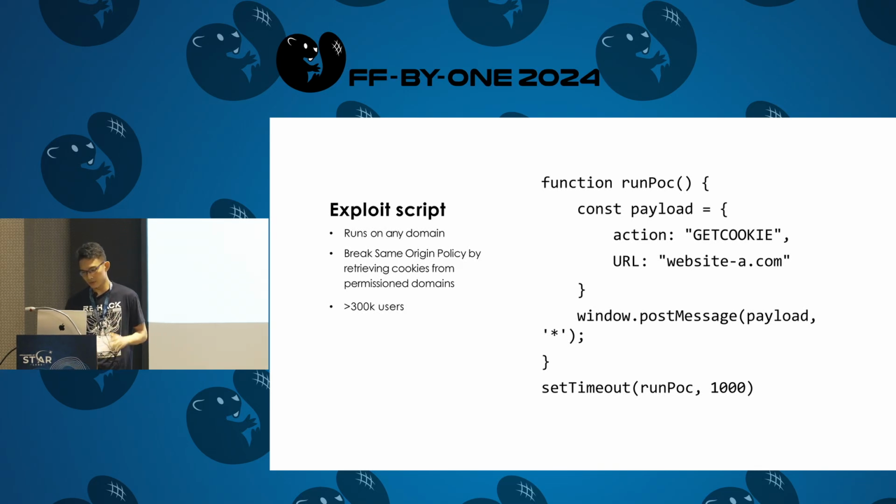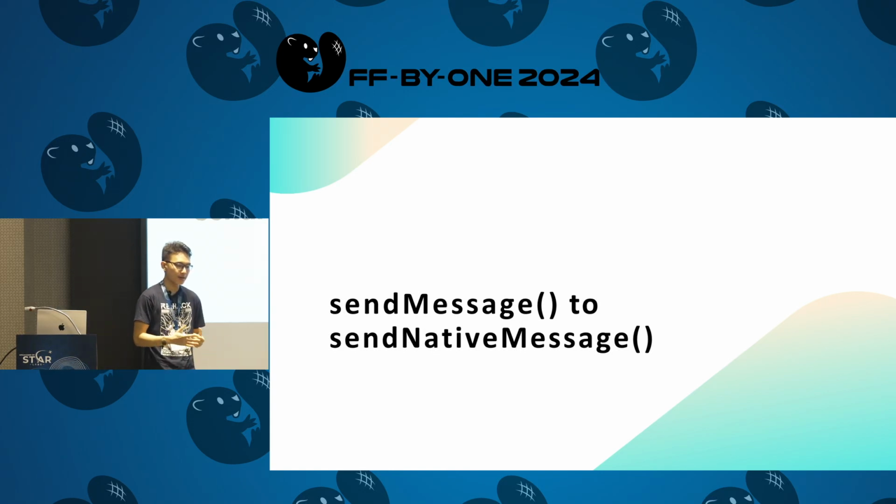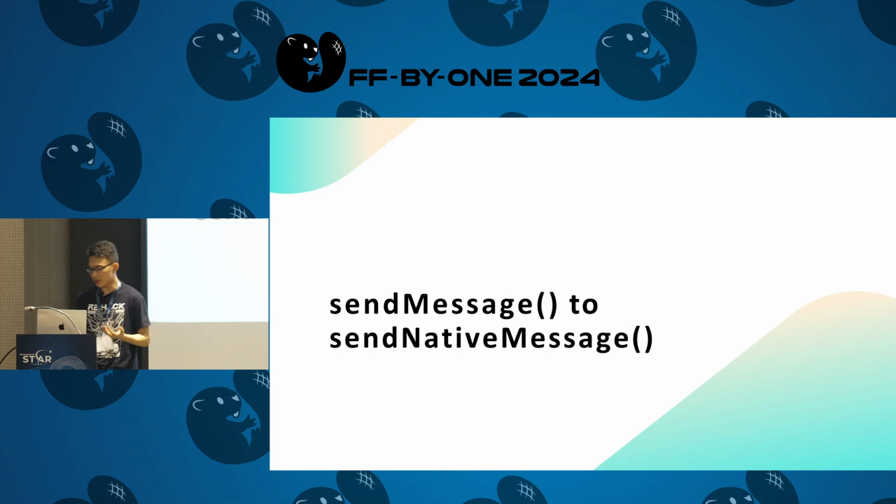We're still on very well-known ground here. Most people looking at extensions would see this. So let's talk about something more interesting. How do we extend this exploit from just a same origin policy bypass to something more interesting, where you have a browser sandbox breakout? Not exactly a breakout, but kind of an app-level breakout. That's by going from sendMessage to sendNativeMessage.